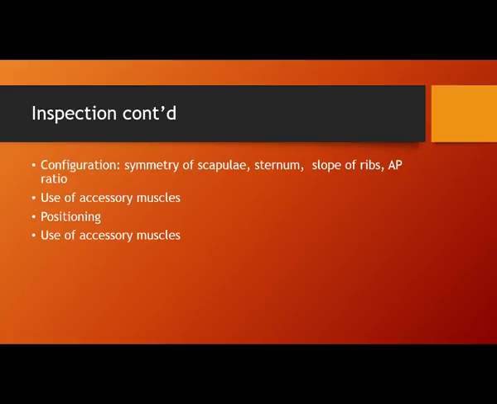Then you may see the person in the tripod position, where they're leaning forward using their arms and they're forming a tripod. That's a very classic position for somebody that's having trouble breathing.